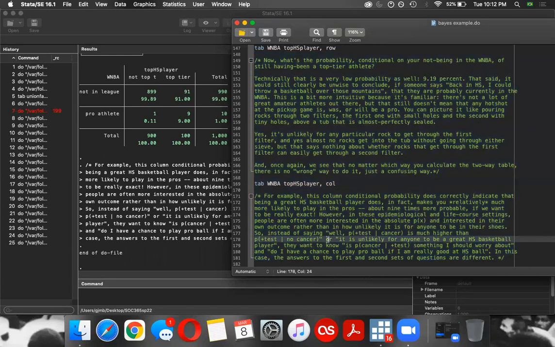So instead of saying, well, the probability of a positive test given you have cancer is much higher than the probability of a positive test given no cancer, or it is unlikely for anyone to be a great high school basketball player, they may want to know things more like, well, is the probability of cancer given a positive test something I should worry about? Or do I have a chance to play pro ball if I am really good at high school ball?